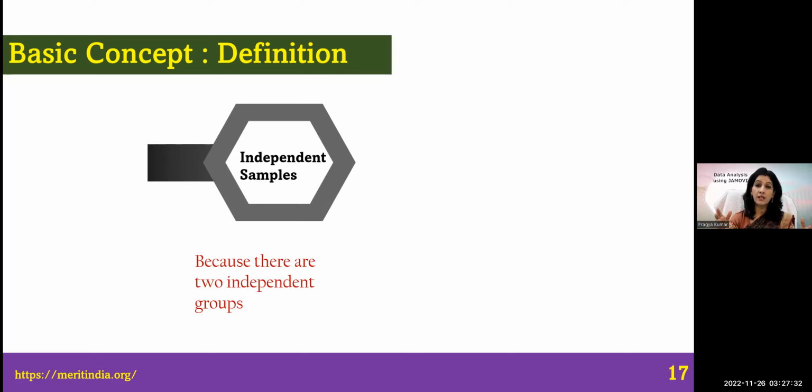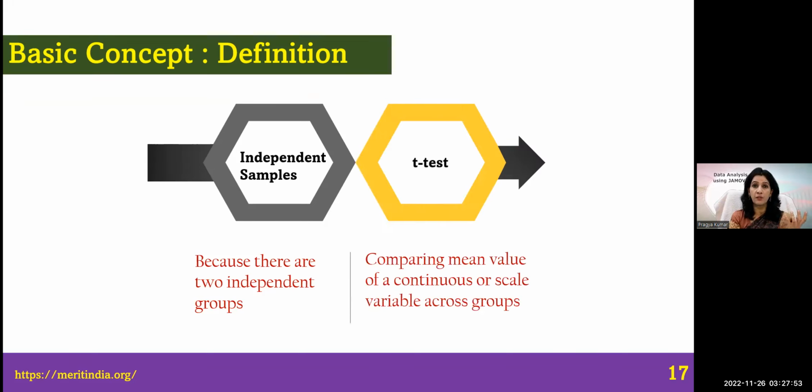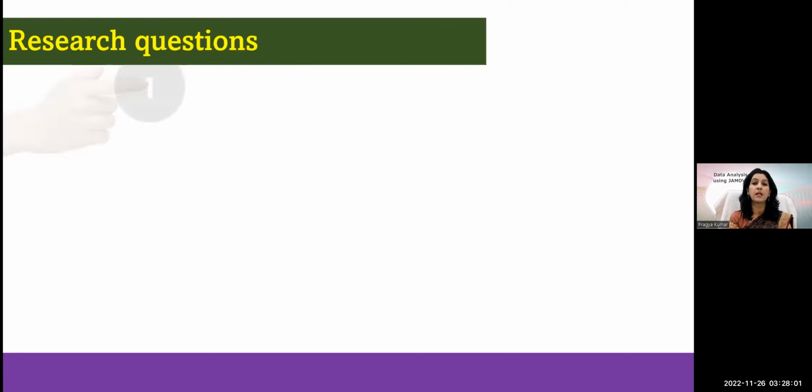So there are two independent groups. Like if you want to categorize your population into male and female, or you want to categorize your population based on outcome, like people who died and people who survived. So these two are independent groups. In that case, if you want to compare the mean value of a continuous or scale variable across these two groups, then we apply the independent sample t-test.